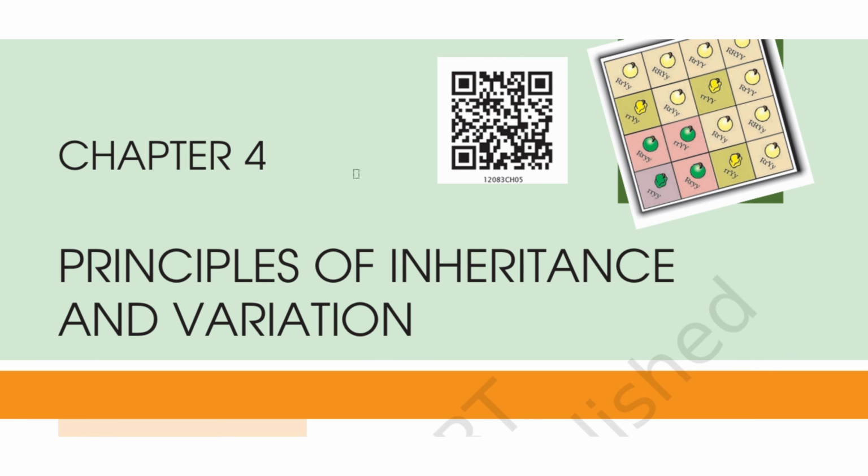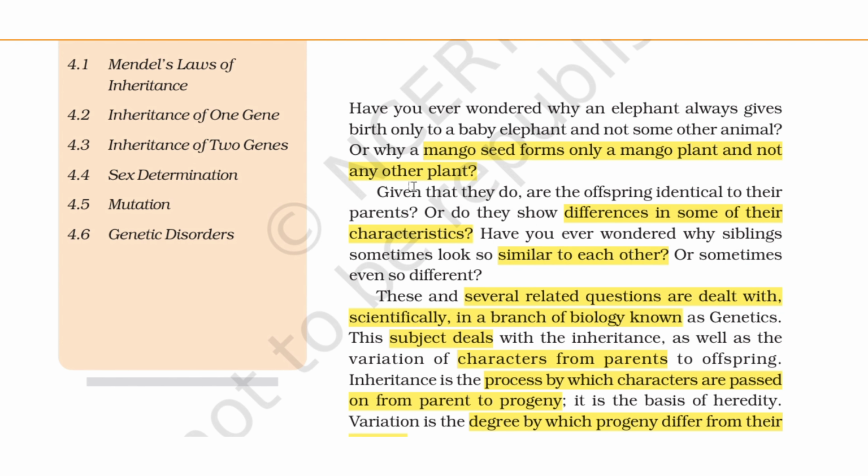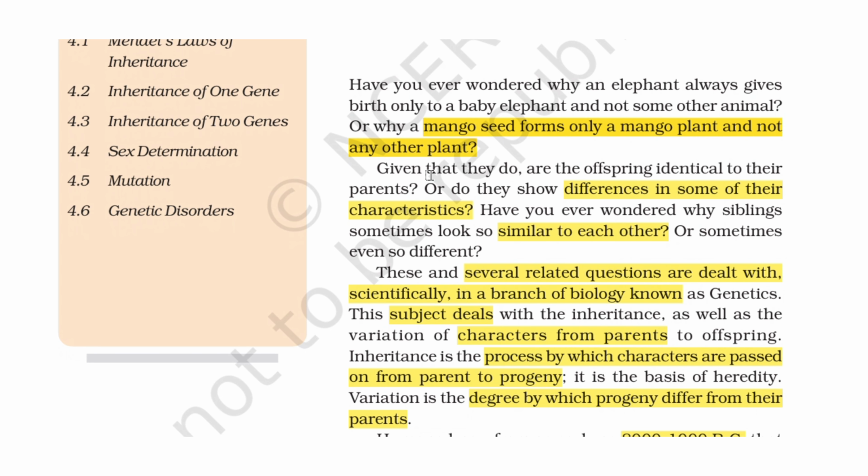Chapter 4. Principles of Inheritance and Variation. Have you ever wondered why an elephant always gives birth only to a baby elephant and not some other animal? Or why a mango seed forms only a mango plant and not any other plant? Given that they do, are the offspring identical to their parents? Or do they show differences in some of their characteristics?